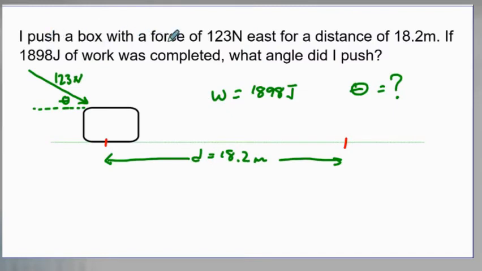If I push a box with a force of 123 newtons east for a distance of 18.2 meters and 1,898 joules of work was completed, what angle did I push at? So I've drawn the problem out here, which is always helpful to do. And because it's an angle problem, I'm going to start with my formula. I keep wanting to go back to forces, my apologies. The work is the force times the distance times the cosine of the angle.